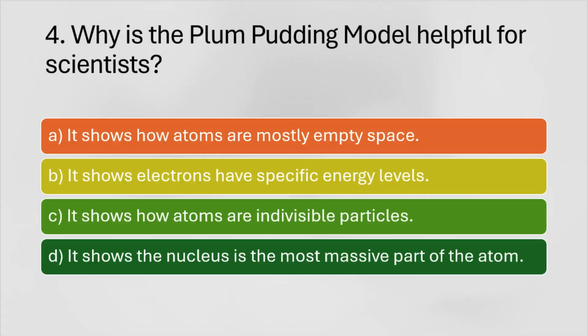4. Why is the plum pudding model helpful for scientists? A. It shows how atoms are mostly empty space. B. It shows electrons have specific energy levels. C. It shows how atoms are indivisible particles. D. It shows the nucleus is the most massive part of the atom.